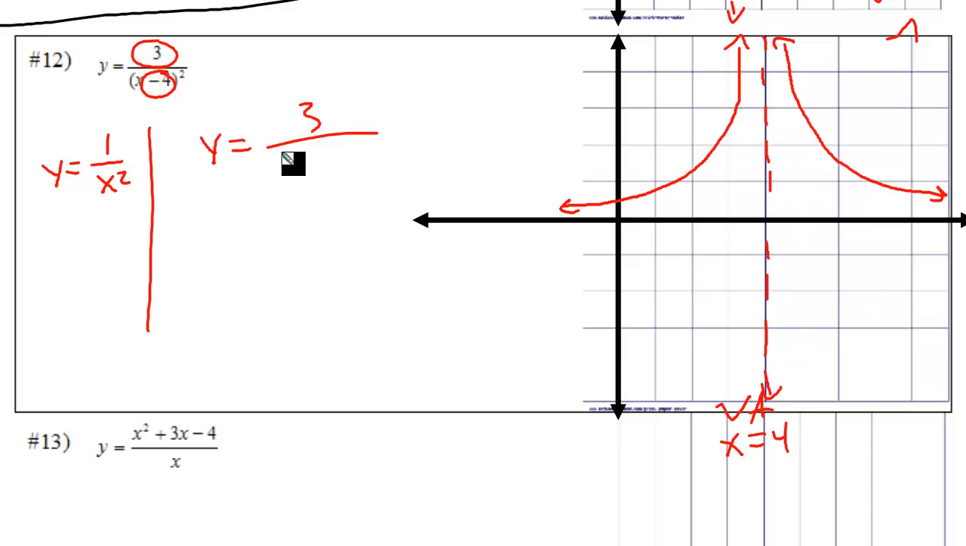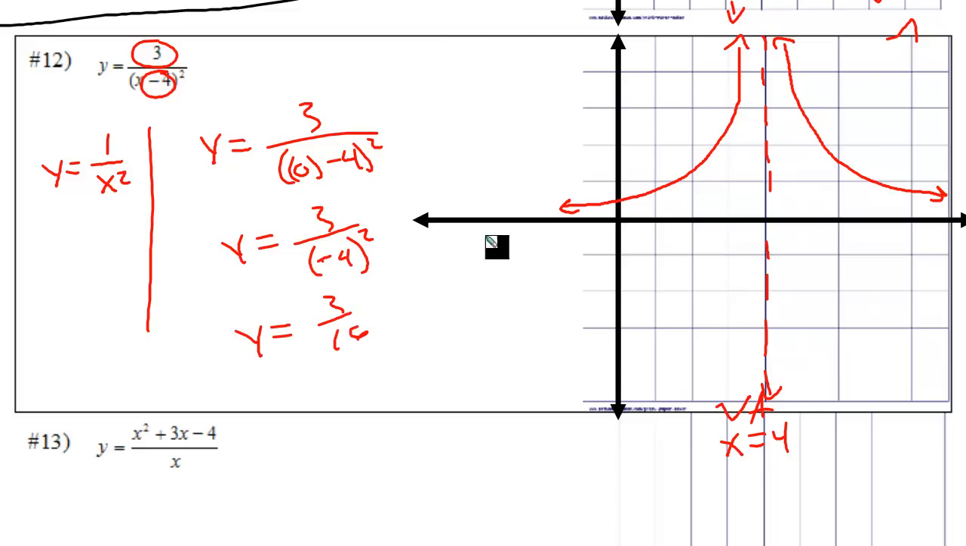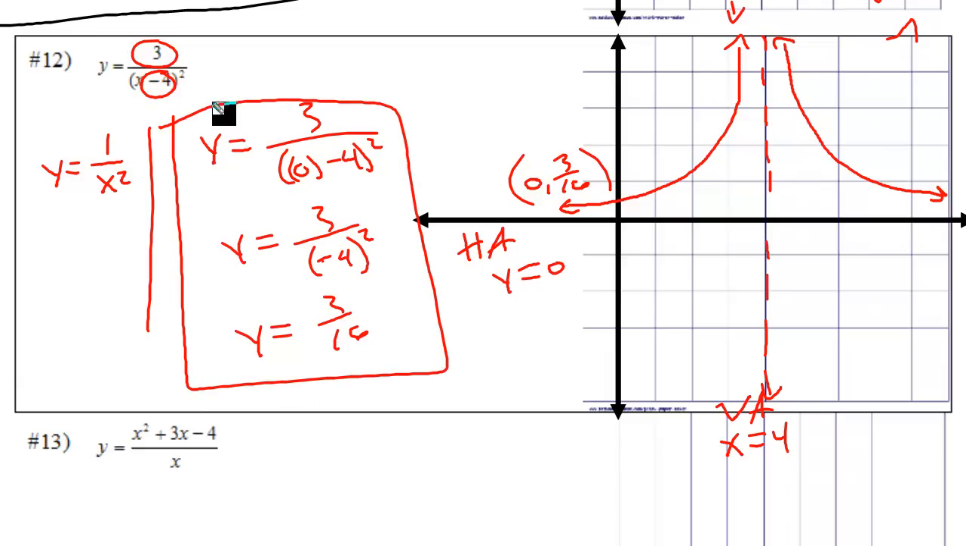You can use your calculator or you can calculate it on your own. I'm going to calculate it on my own because it takes less time. -4 squared is 16, so we get 3/16 is the y-intercept. I didn't label my vertical or my horizontal asymptote, which I need to. Done. Little to no work when you know what the parent is and it resembles a parent.